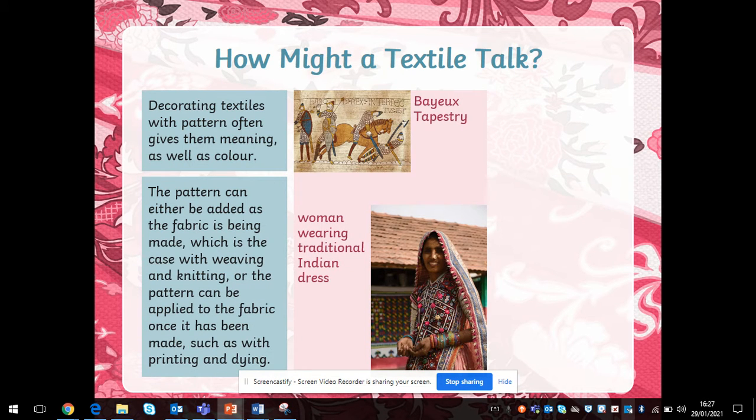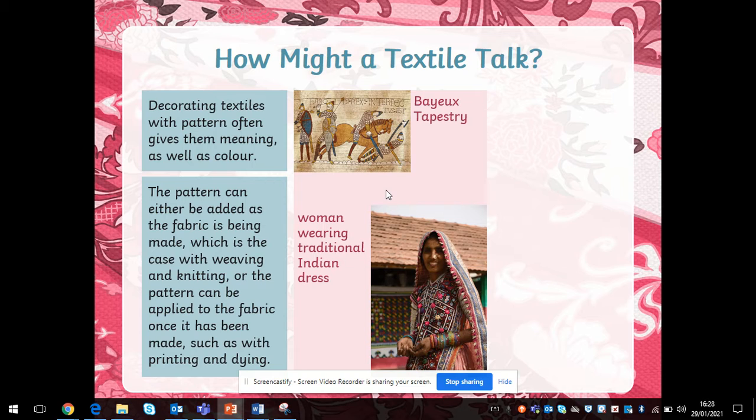Right, so how might a textile talk? Now, this one should look rather familiar, okay? Decorating textiles with pattern often gives them meaning as well as colour. The pattern can either be added as the fabric is being made, which is the case with weaving and knitting, or the pattern can be applied to the fabric once it has been made, such as printing and dyeing, okay?